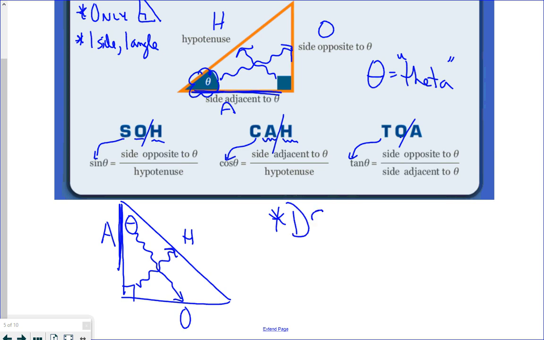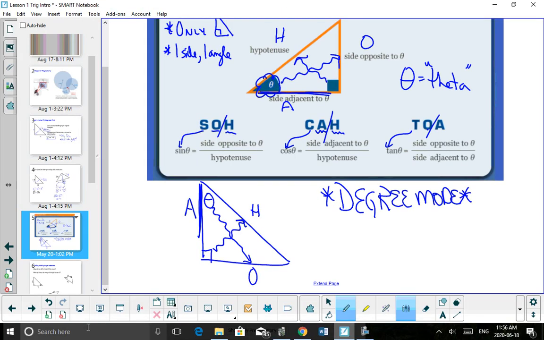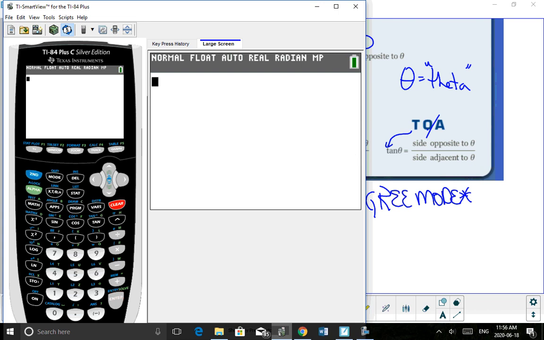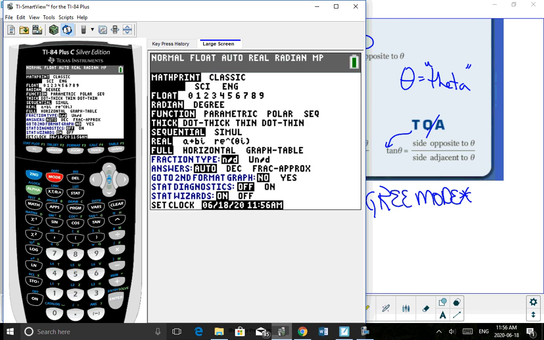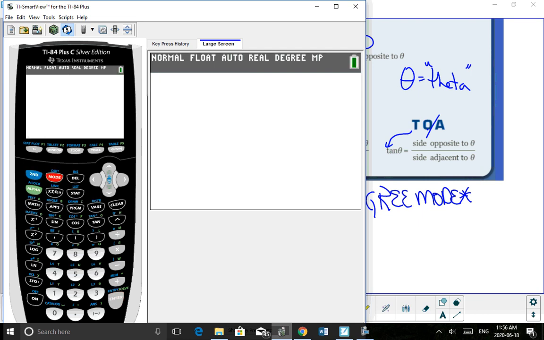Last thing is a calculator thing. You want to make sure that you are in degree mode at all times when you do trigonometry. So how you figure that out is on your calculator, on the top row you see the word mode. Click that. Notice right now the word radian is highlighted. We don't want radian highlighted, we want degree highlighted. So you hit the over arrow to get degree flashing, hit enter, and then go second mode, so quit out.